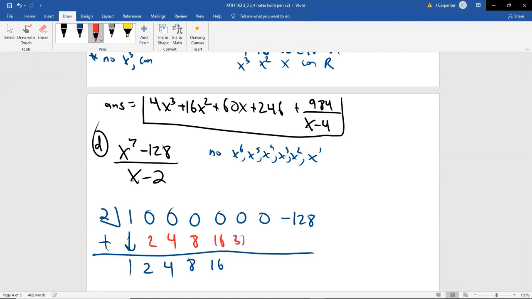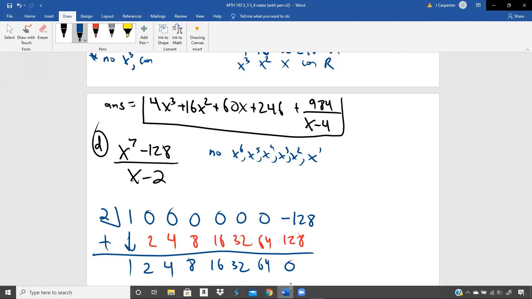Double the 16, you get 32. Add to 0 and you still get 32. Double it, you get 64. Add and you still get 64. Double it and you get 128. Add, oh, this isn't 0 plus something, it's negative 128 plus 128, which is actually 0. Well, that's kind of cool.